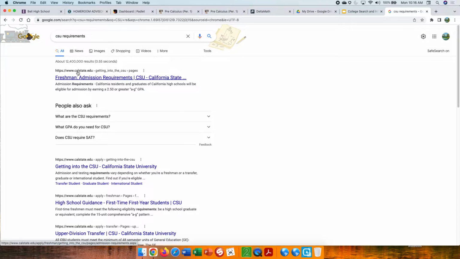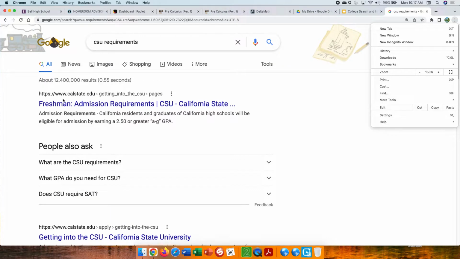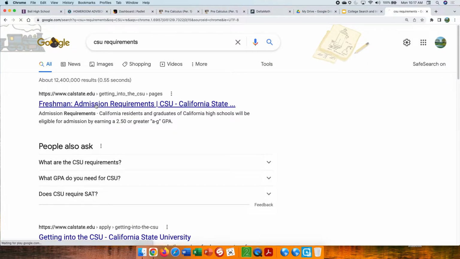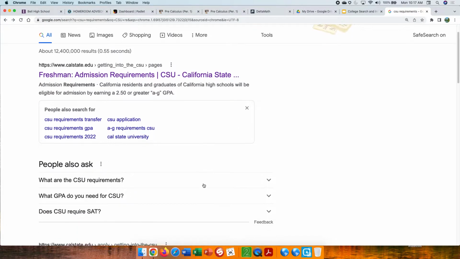The www.calstate. This one? I think the CSU. Oh, wait. You know what? I'm sorry. Let me go back. I just noticed something different. I've known it, but what is this? You guys see this? Mm-hmm.